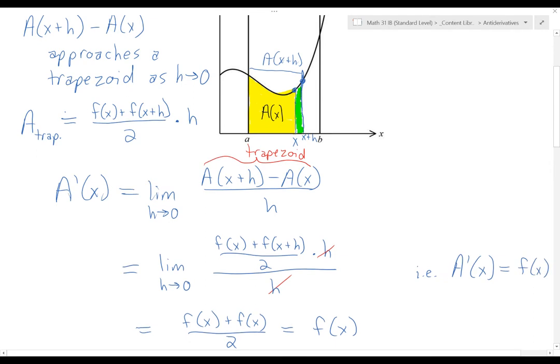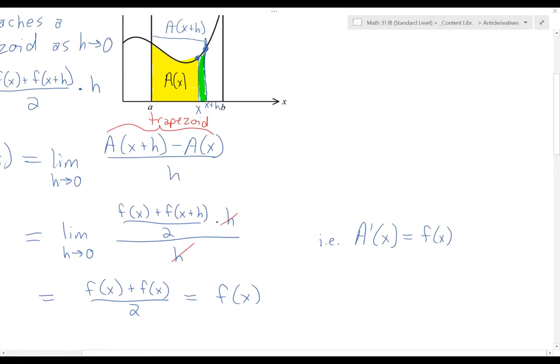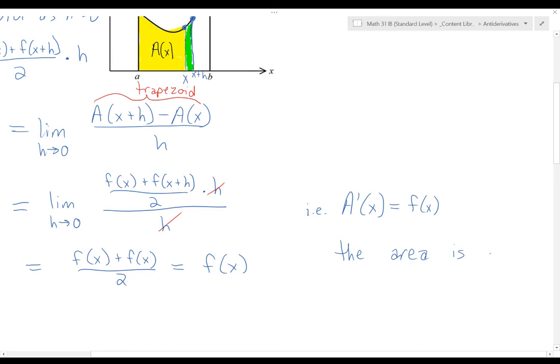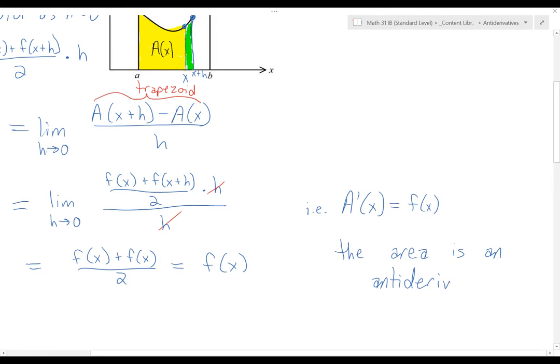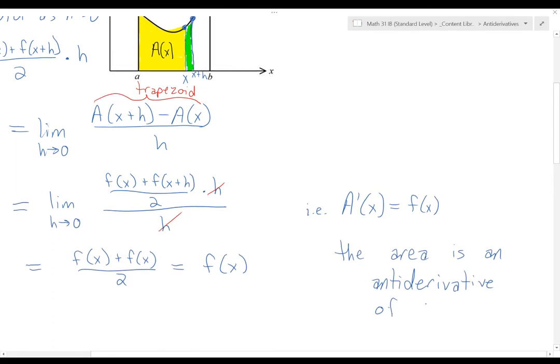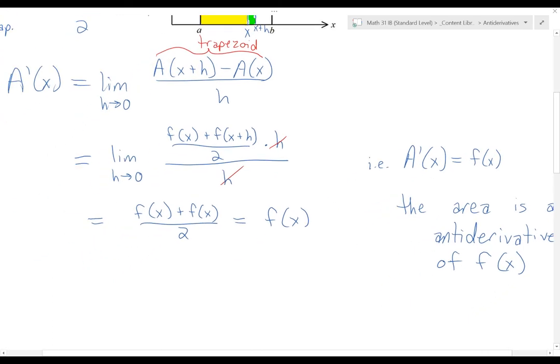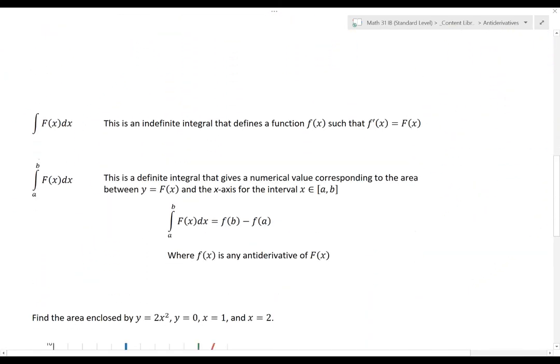So what that means is that A prime of x, so the derivative of that area function, is my original function. Or more specifically, because I don't actually know the area function here, the area function is an antiderivative of the original function. So an antiderivative of f of x. So this is what's called the fundamental theorem of calculus. And it sets up the relationship between the antiderivative of a function being related to the area under that function.